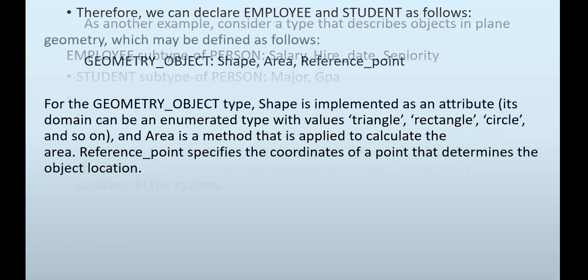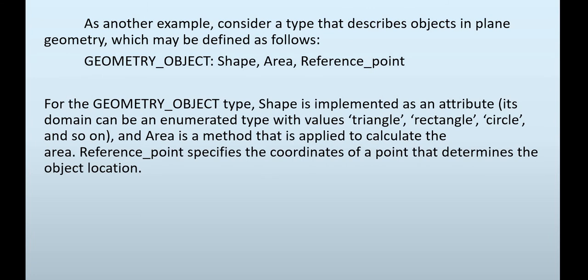Alright. Let's see another example here. We can define a geometry object as a supertype, and it has the following functions such as the shape, area, and reference point. For the geometry object type, shape is implemented as an attribute. Its domain can be an enumerated type with values triangle, rectangle, and circle, and so on. The area is the method applied to calculate the area. Reference point specifies the coordinate of a point to determine the object location.